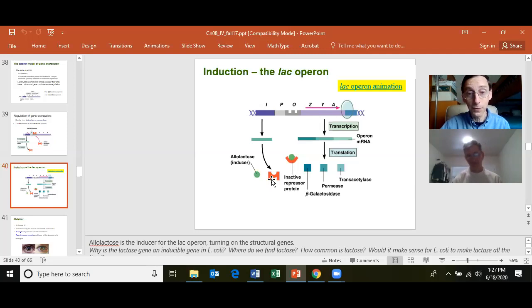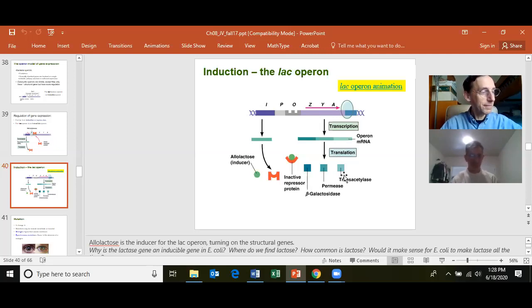And when it binds to the repressor protein, it inactivates the repressor protein. Now the repressor protein cannot bind to the operator, and so there's nothing bound to the operator, and if the RNA polymerase binds to the promoter, it now transcribes the lac operon, making the structural genes of interest. Okay? Any questions about that?